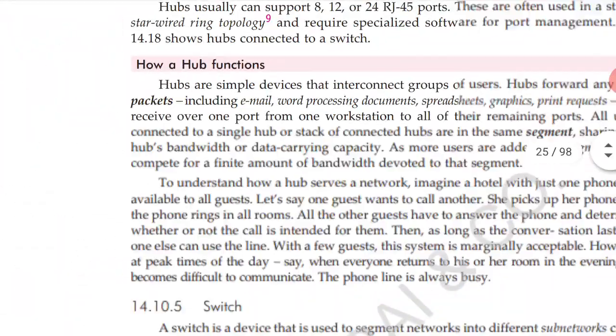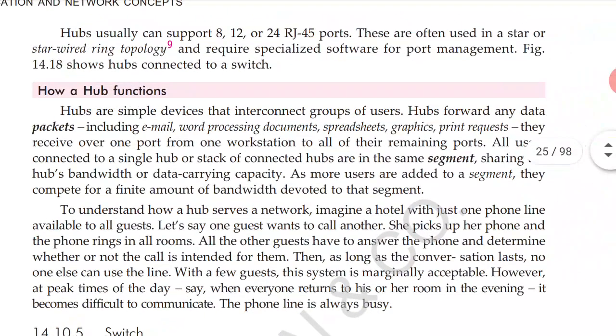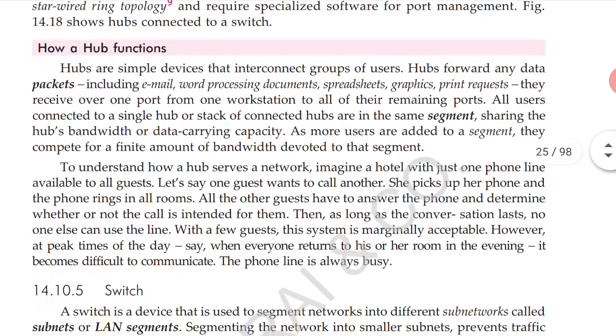How hub functions are given here. The hub forwards any packets, including email, word processing documents, spreadsheets, graphics, and print requests, that they receive over one port of one workstation to all of their remaining ports. Here all the users connected to a single hub or stack of connected hubs are in the same segment.